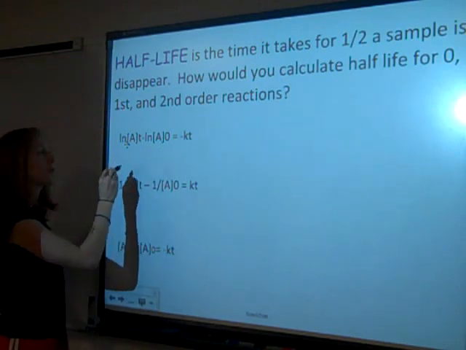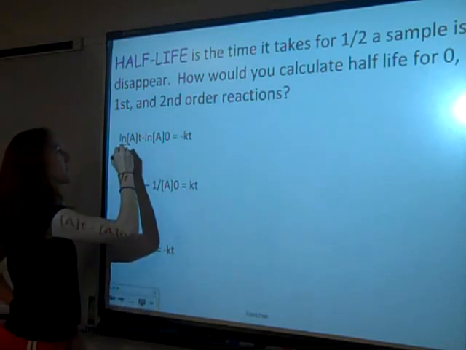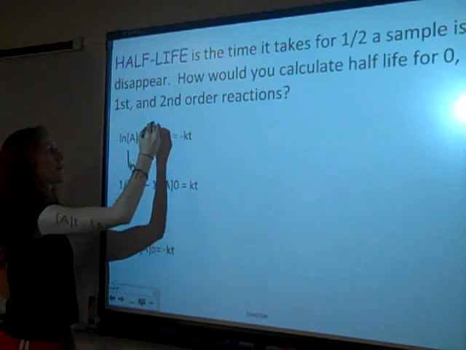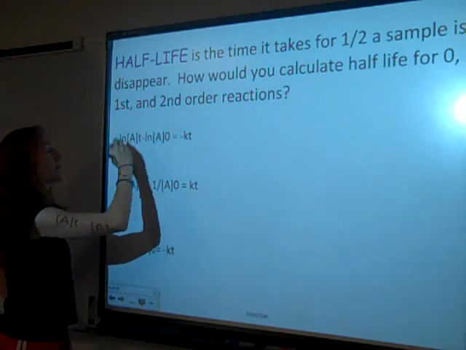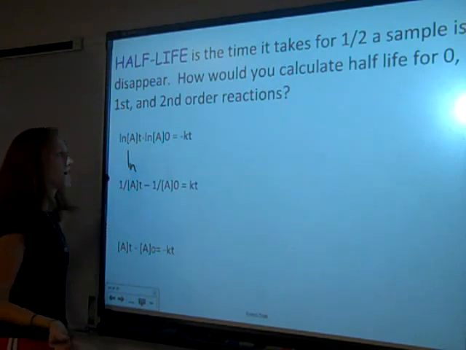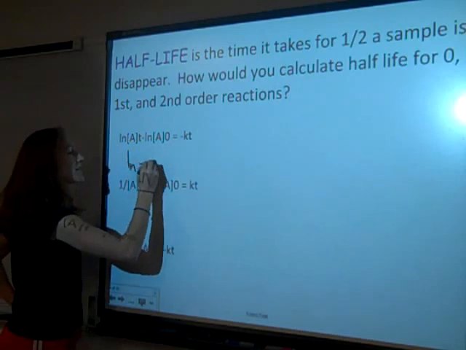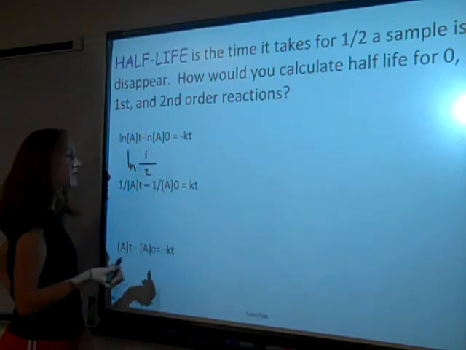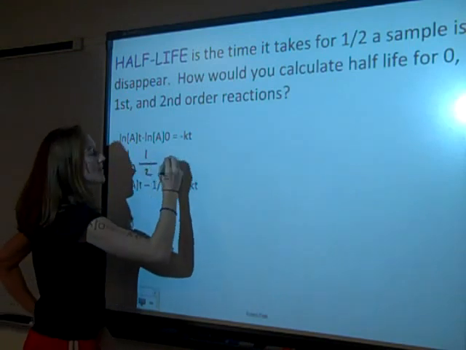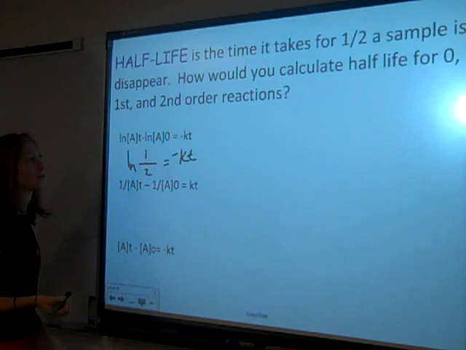I know there's that trick where if I'm doing natural log of one thing minus natural log of another, I can really just say natural log of this divided by that. And if I went from 4 down to 2, that's 2 over 4, that's 1/2. And if I looked at the second half-life, I'd be going from 2 down to 1, 1 over 2, that's 1/2. So regardless of whatever concentration I start with, I'm always going to have natural log of 1/2 equals negative kt for a first order reaction.